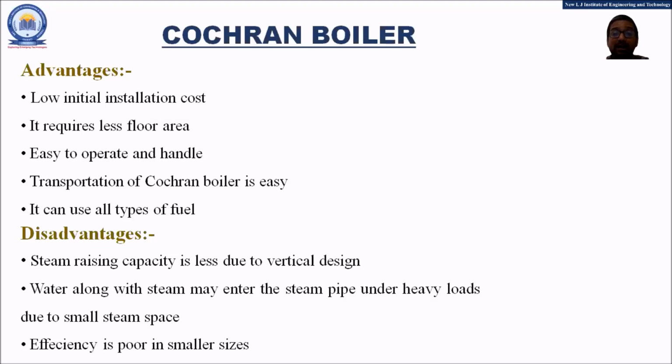So friends, whenever you are asked for a short note on the Cochran boiler in the examination, the first thing is compulsory: draw the figure perfectly, label all the components. Then you need to mention the characteristics, and in short mention the construction and working of the Cochran boiler. And if specifically asked in the examination about the advantages and disadvantages, then you need to compulsorily write down the advantages and disadvantages of the boiler.